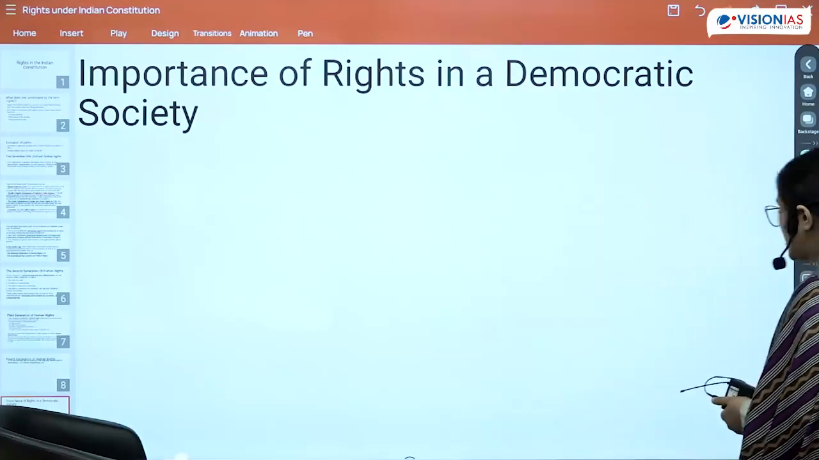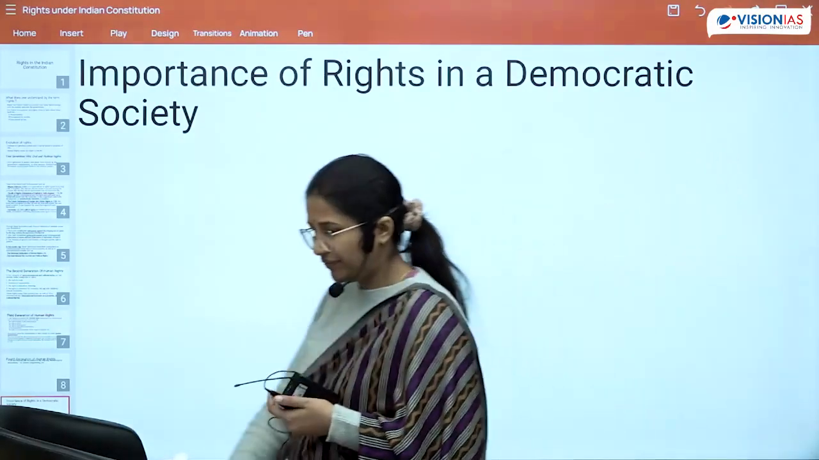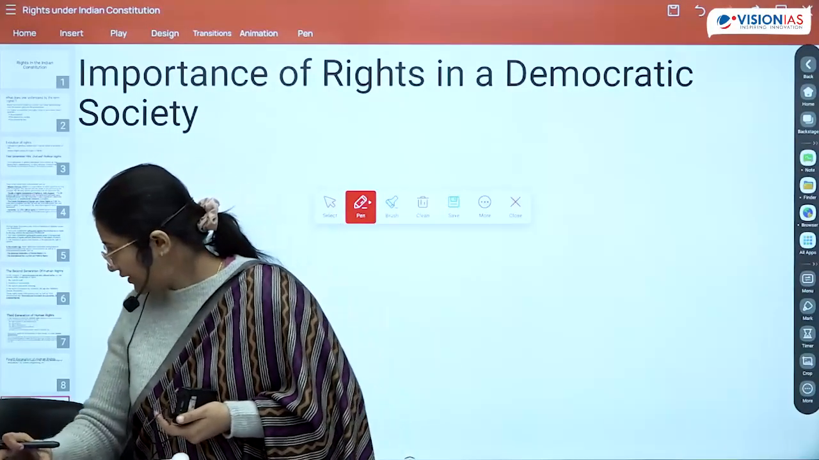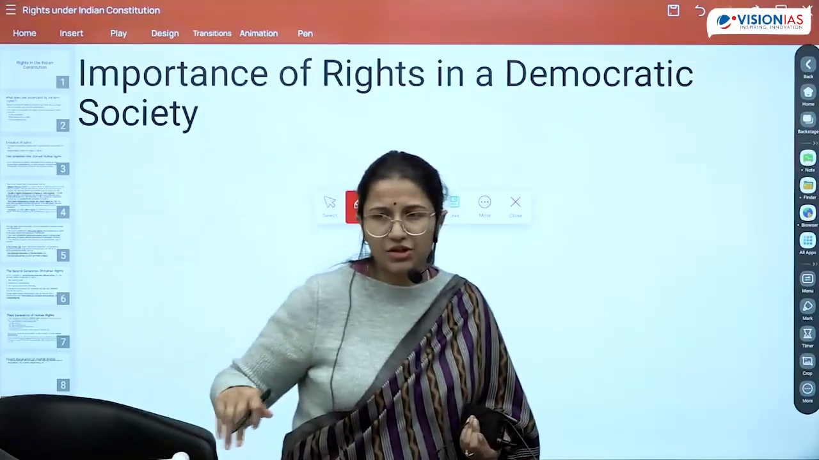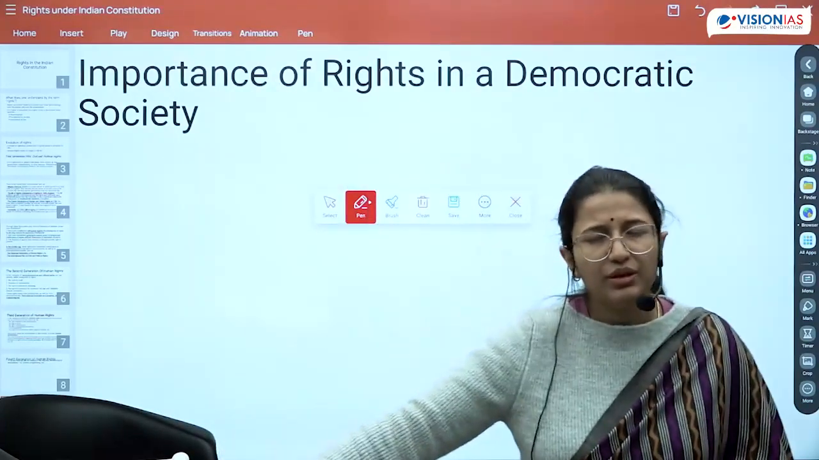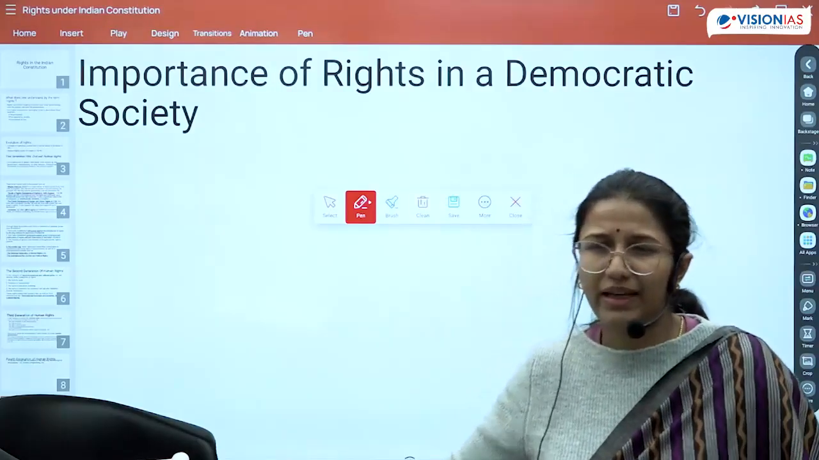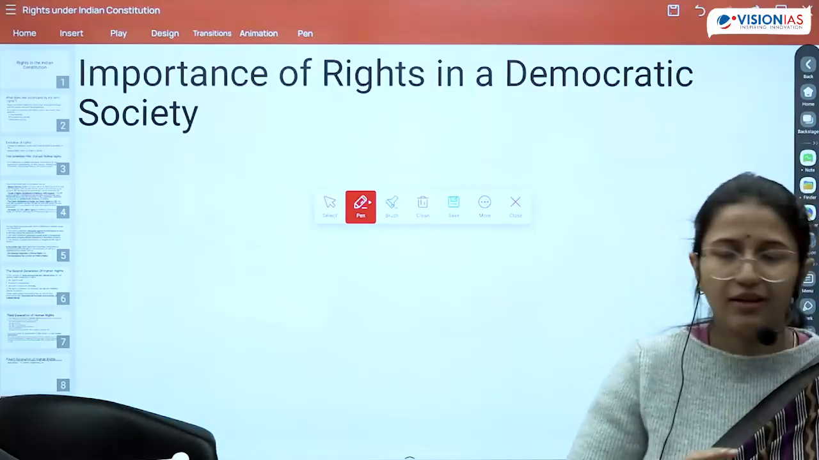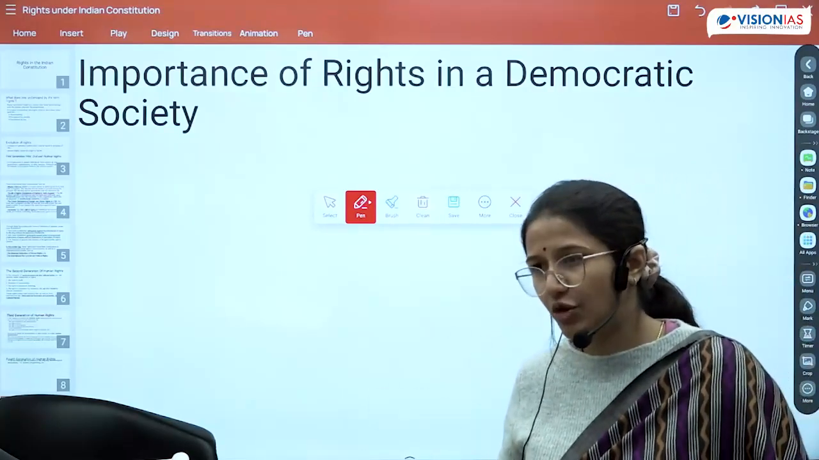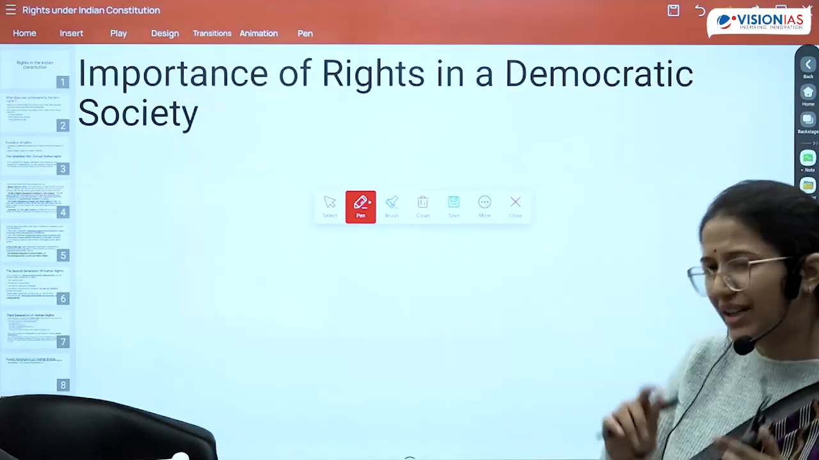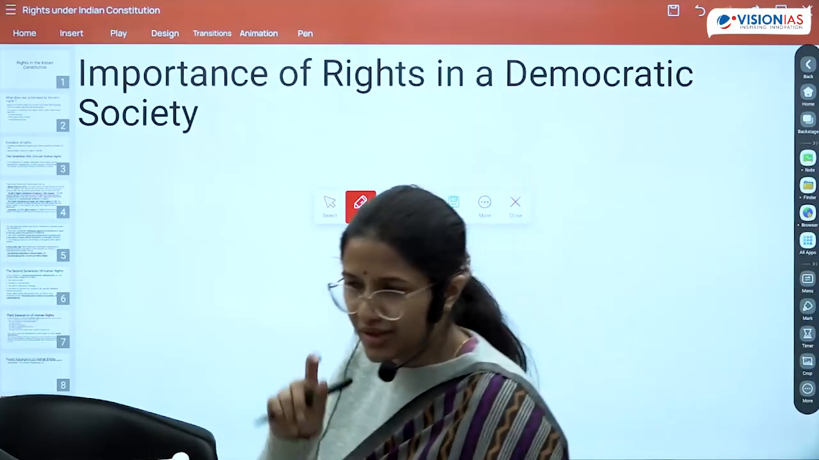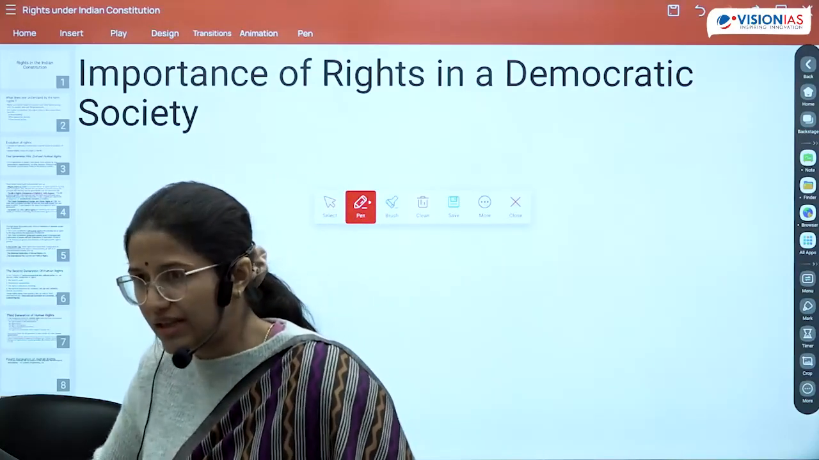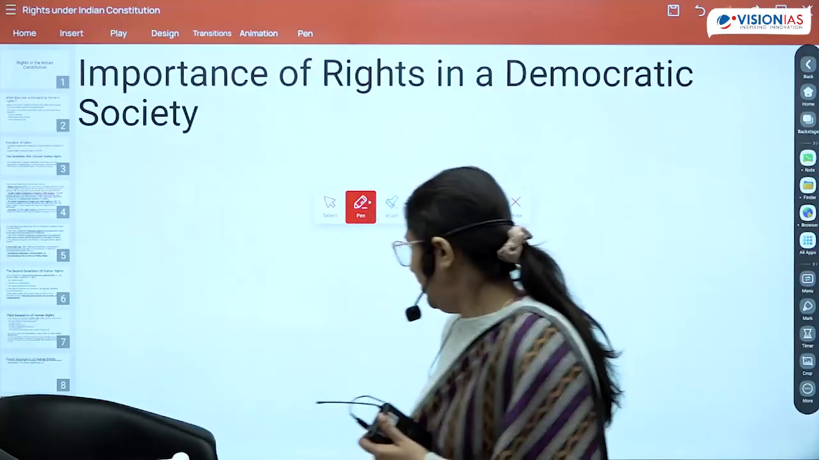Yes, what is the importance of rights in a democratic society? I think it is already time then. We'll continue with the discussion on rights. We'll go into the concept of rights under India, how constitutional and non-constitutional rights work in India. Then we will have a brief discussion on fundamental rights in the Constitution before moving on to DPSP in tomorrow's class. Fine. Fine then. Thank you.